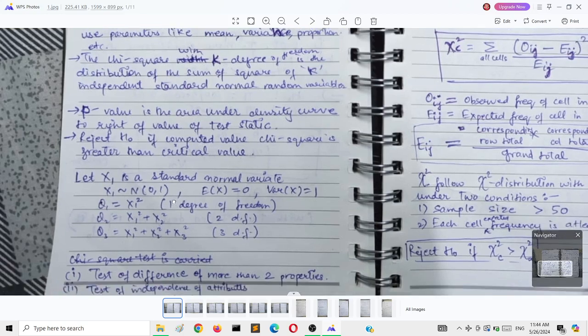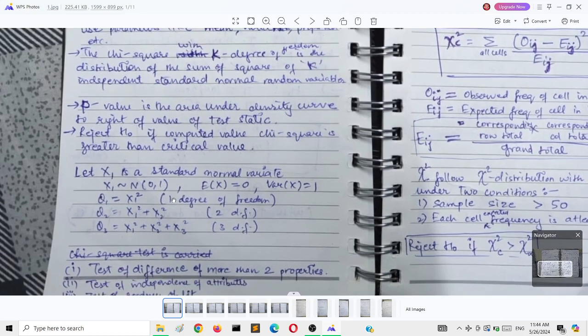See, there are two concepts here: null hypothesis and alternative hypothesis. Null hypothesis is what you have assumed. Alternative hypothesis is the opposite of that. For example, you say that a particular population has a mean of, say, 24, right? Then your alternative hypothesis will be that the population mean is not 24.